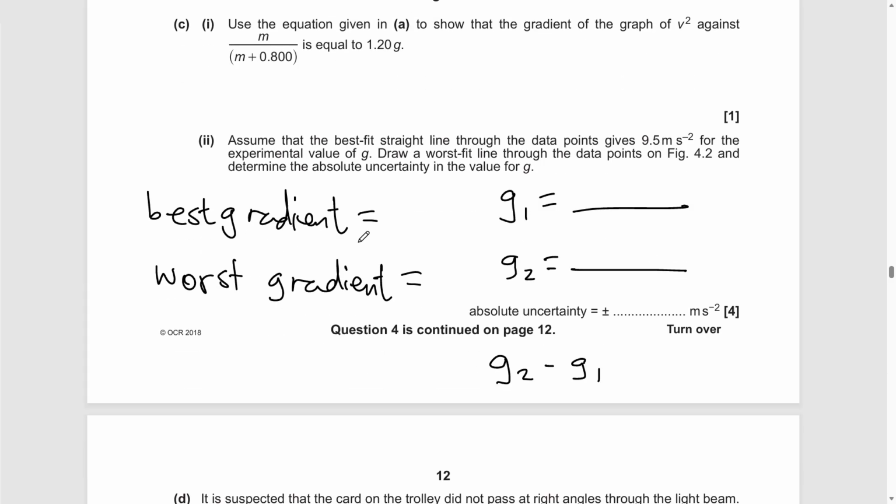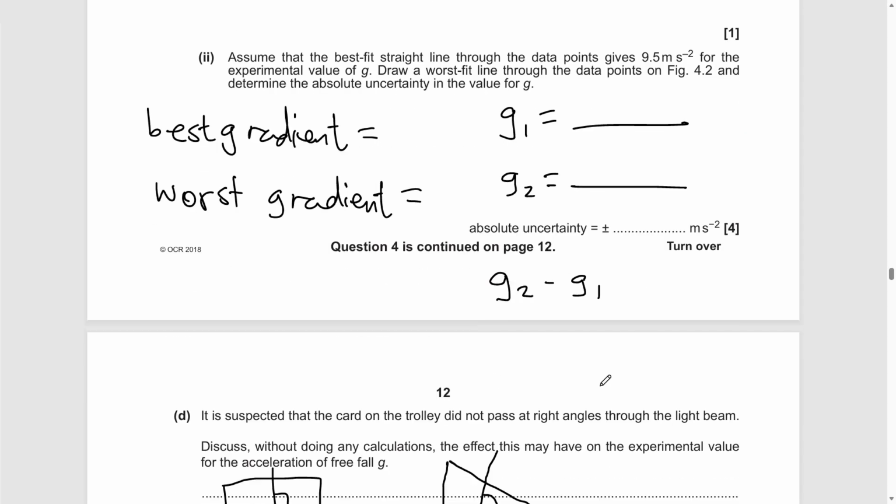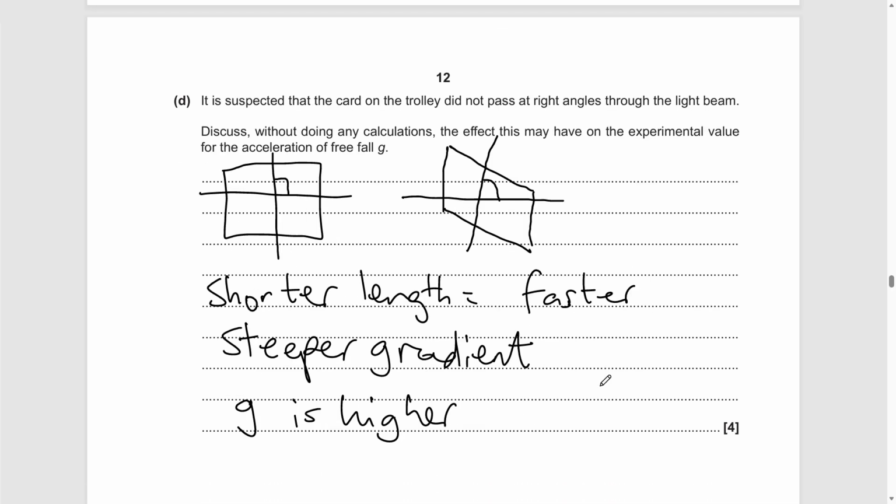For this question, you need to work out the best gradient and the worst gradient, work out what g are for each of those, and then your absolute uncertainty will be g2 minus g1. Here, this question says, because the trolley did not pass at right angles, what's going to happen? Now, if it doesn't pass at right angles, it will be a shorter length. Shorter length meaning that it will be faster. Faster means steeper gradient. Gradient means that g is higher.